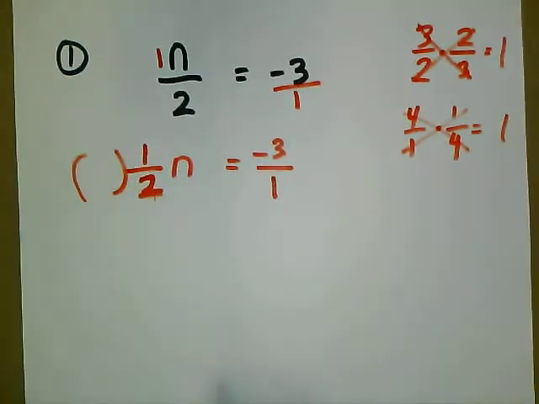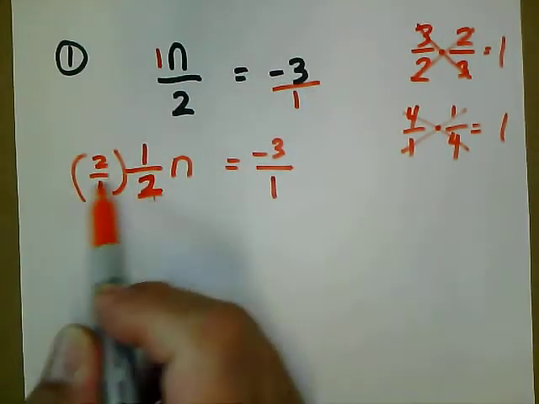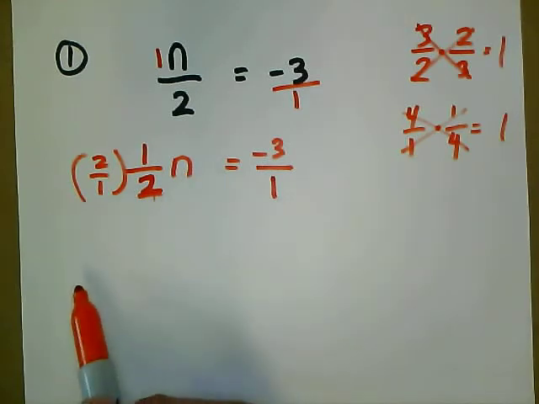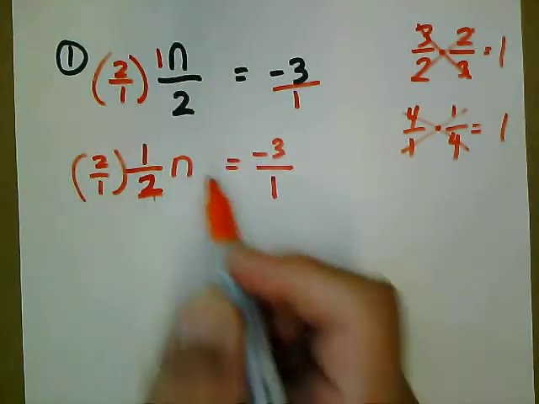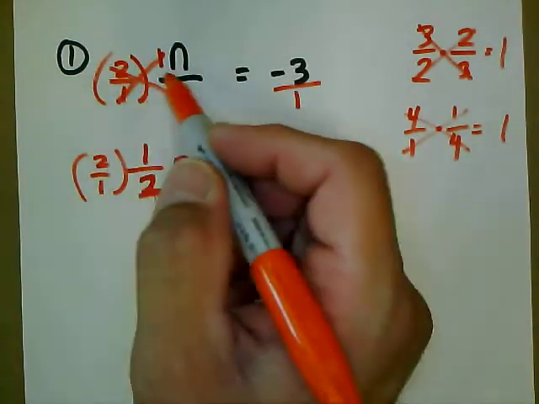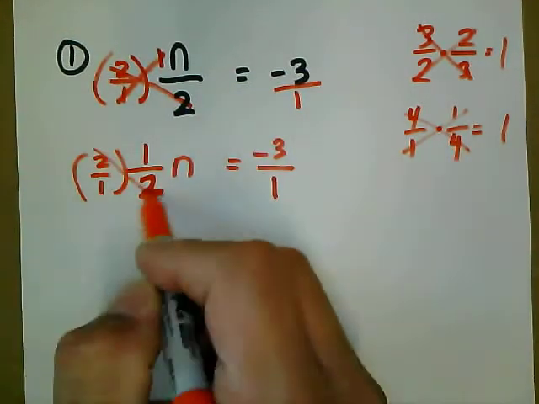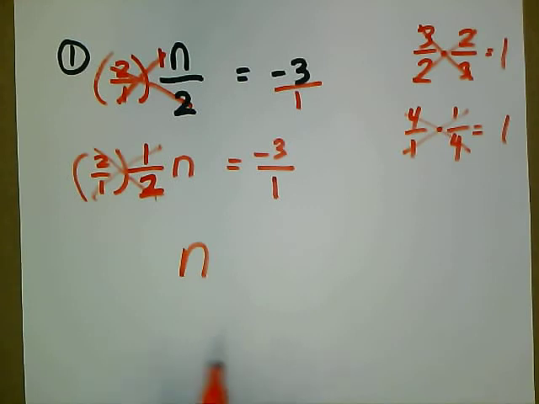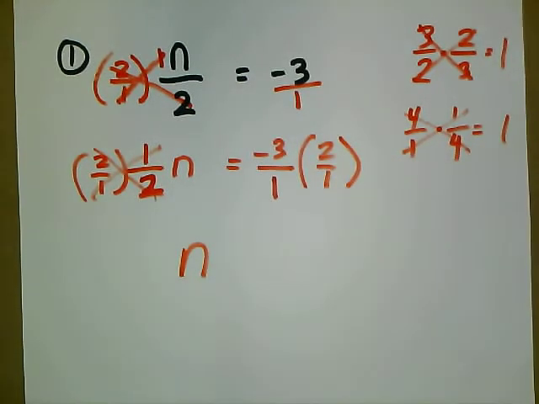So the same thing's going to happen here. I'm going to do parentheses because that means multiplication. I'm going to multiply by 2 over 1. That gets rid of this fraction in front of the n. Same thing up here: I'm going to do 2 over 1. The 2's cross out, the 1's cancel. In other words, you have 2 divided by 2, which is 1, or simply n. Now, if I do that on one side, I must multiply by that on the other.